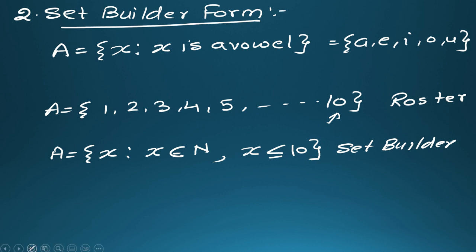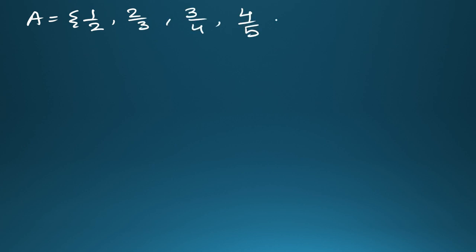Okay. Now let's talk about one more example. Suppose it is given to us like this: 1 over 2, 2 over 3, 3 over 4, 4 over 5 and 5 over 6. Now we have to write this in the set builder form. So now think about this. This is not going to be an easy example, but if we think about it, we can write it easily.